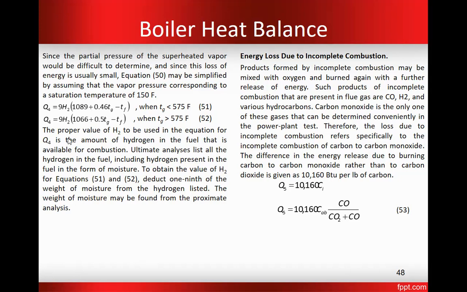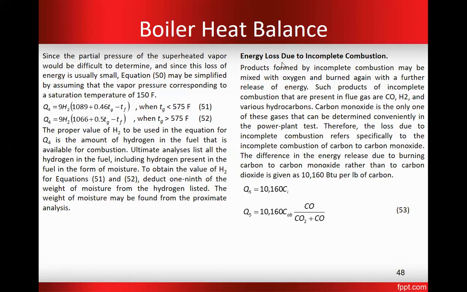Okay? So the proper value of H2 to be used in the equation for Q sub 4 is the amount of hydrogen in the fuel that is available for combustion. Ultimate analysis lists all the hydrogen in the fuel, including hydrogen present in the form of moisture. To obtain the value of H2 for equations 51 and 52, deduct 1/9 of the weight of moisture from the hydrogen. The weight of moisture will be found from the proximate analysis. So let us do an example of this. Let us pause first.